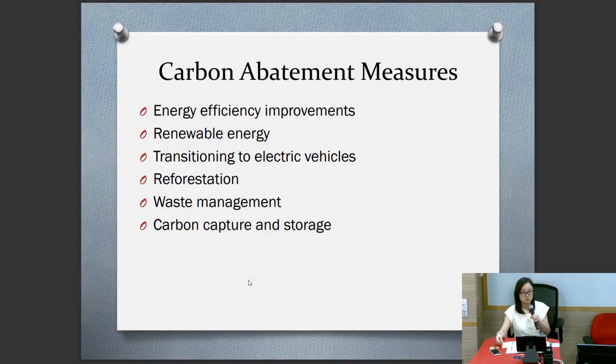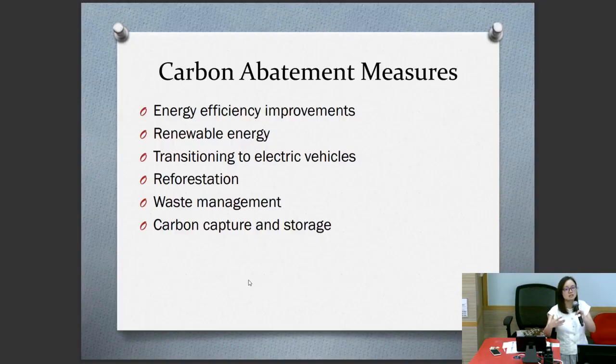And waste management, reducing the solid waste, recycling, and then maybe we can utilize waste for generating electricity, like capturing the methane in the landfill for generating electricity. And carbon capture and storage. So we capture the carbon dioxide and then store it underground or maybe under the ocean. So these are different carbon reduction measures.